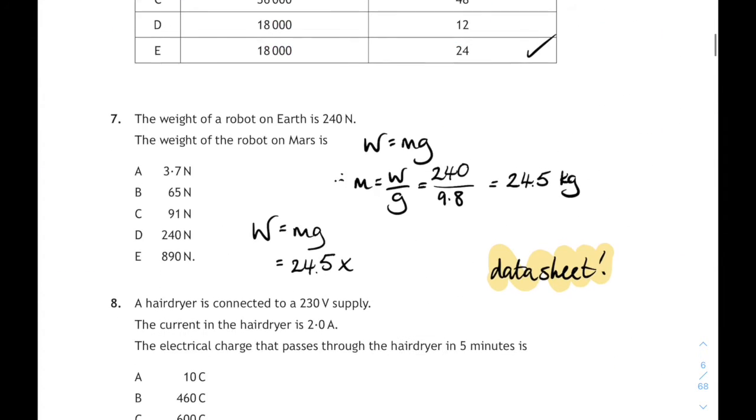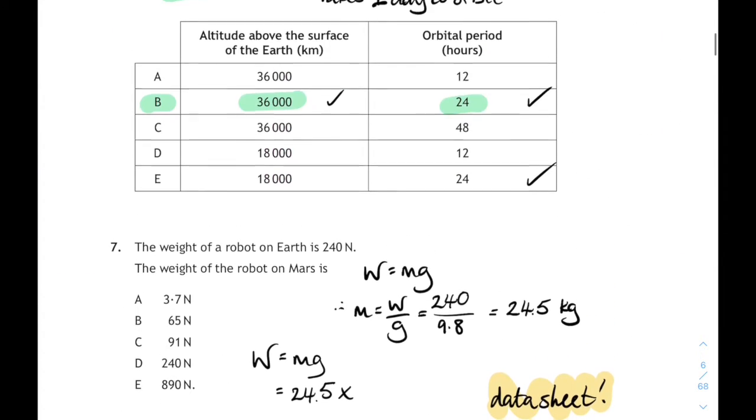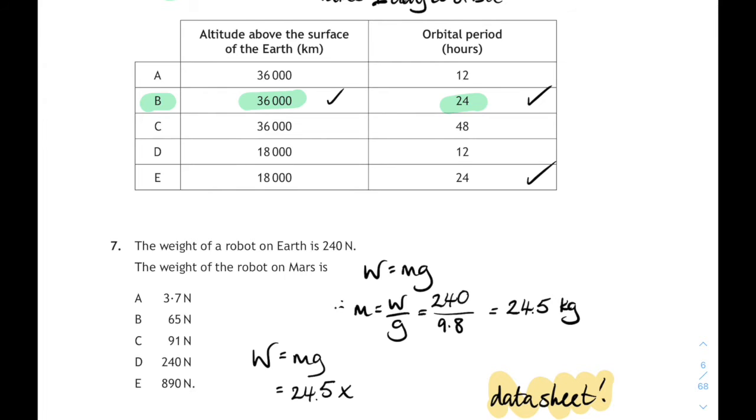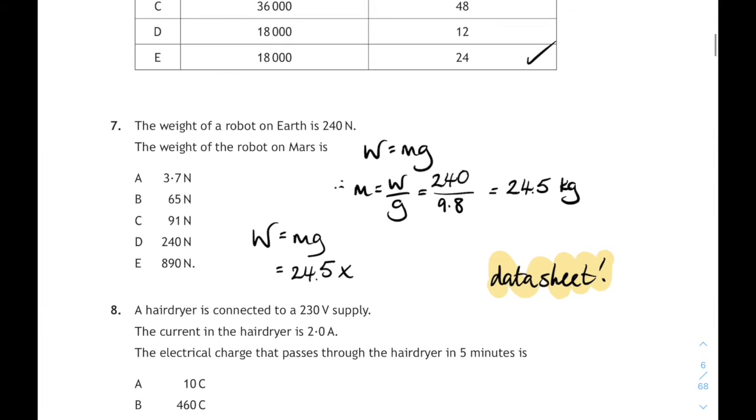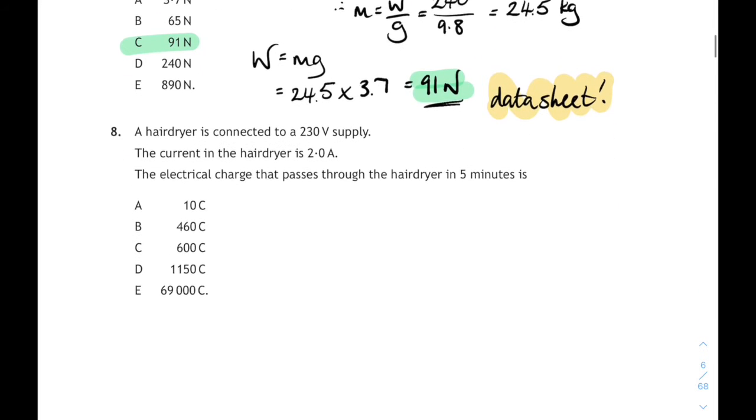So let's pop that into the question. The weight on Mars will be M times G, 24.5 times 3.7 gives us an answer of 91 newtons. That's answer C. That's another pretty tricky one. A lot of work to do there just for 1 mark. Okay, moving on. Question 8.